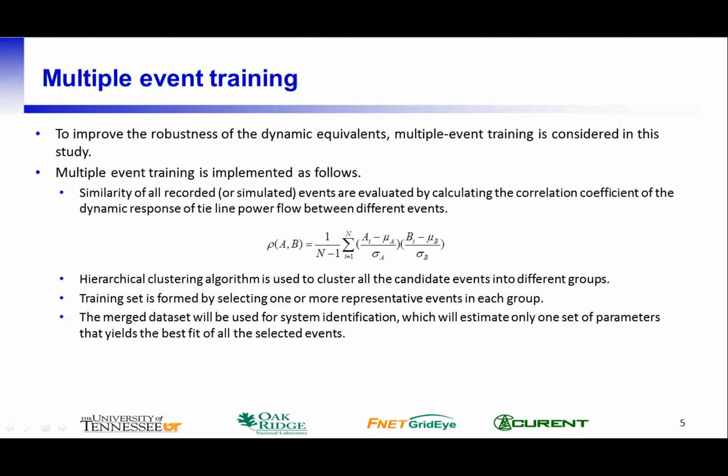After we get these similarity indexes, I will use the hierarchical clustering algorithm to cluster all the candidate events into different groups. In this way, we can form a new training set, which is formed by selecting one or more representative events in each identified group. Then we will merge these events into a large data set, which will be used for system identification. This identification will still estimate only one set of parameters, but it will yield the best fit for all the selected events instead of only one training event.